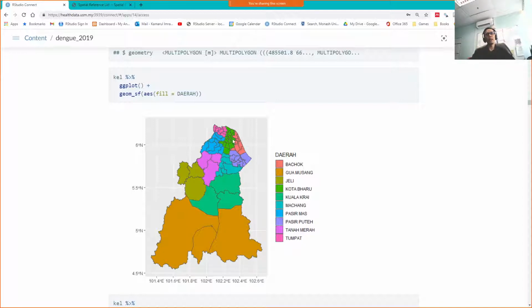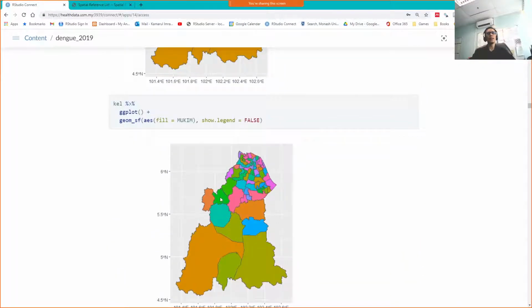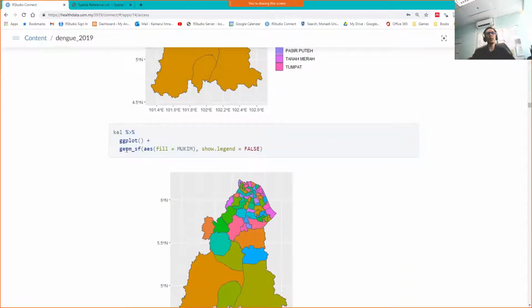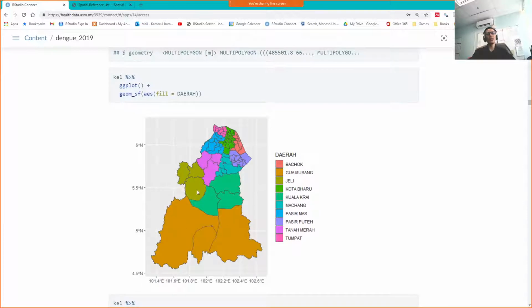So this is Bachok and Gua Musang. The whole thing is Gua Musang, and these three, 1 to 3, are for Gua Musang. This is Mukim, these are 3 Mukim. Here I use ggplot and geom_sf, and I fill by Mukim, and it shows Mukim. This one I fill by daerah, and it just shows daerah.